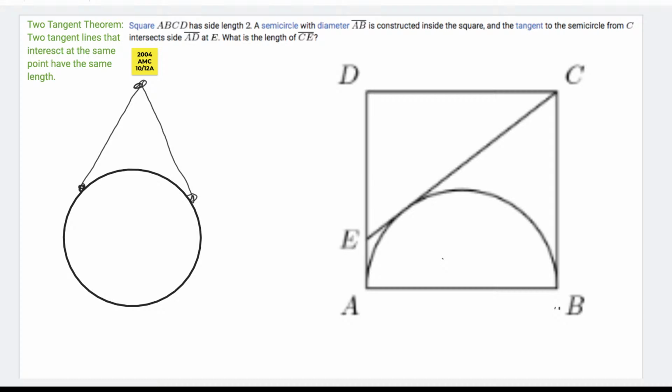Note that it's only congruent from the point where they meet to the tangency point. So if the line goes all the way here, then it's not congruent to that. It's congruent to the tangency point. That is the most important part that you should remember.